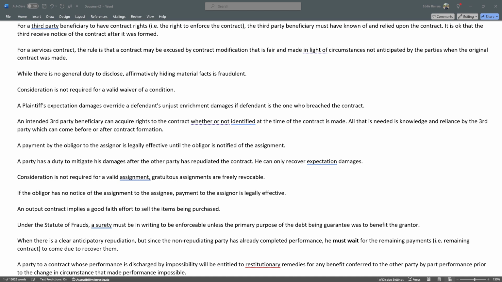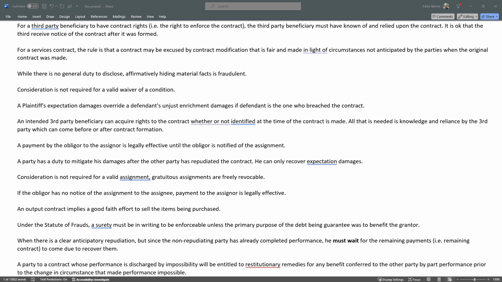An intended third-party beneficiary can acquire rights to the contract whether or not identified at the time the contract is made. All that is needed is knowledge and reliance by the third party, which can come before or after contract formation. A payment by the obligor to the assignor is legally effective until the obligor is notified of the assignment. A party has a duty to mitigate his damages after the other party has repudiated the contract. He can only recover expectation damages.